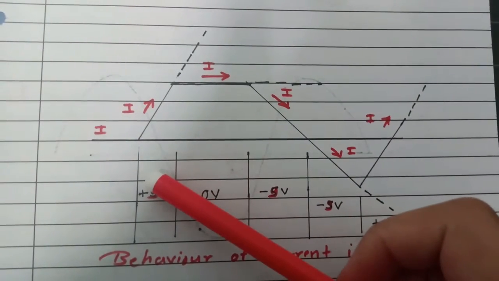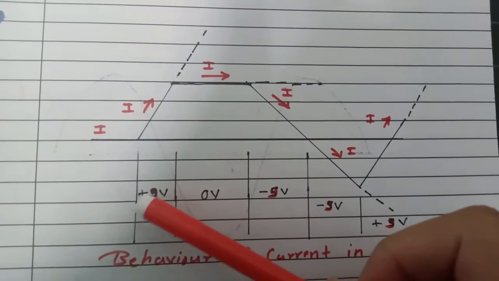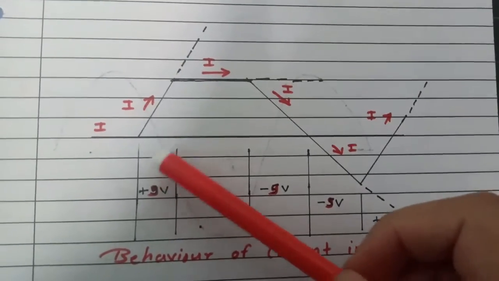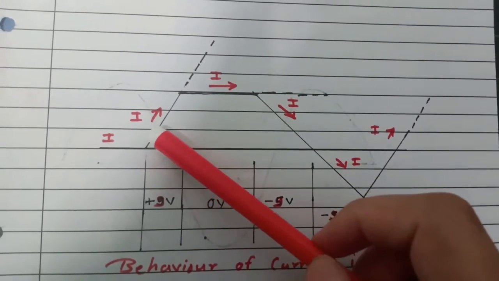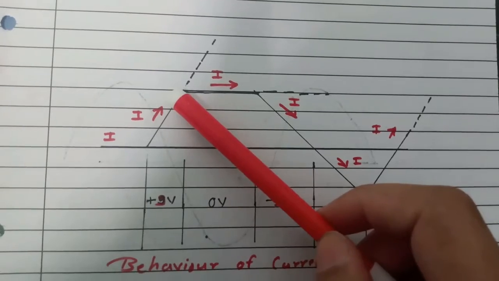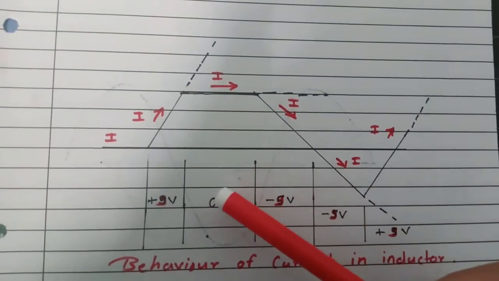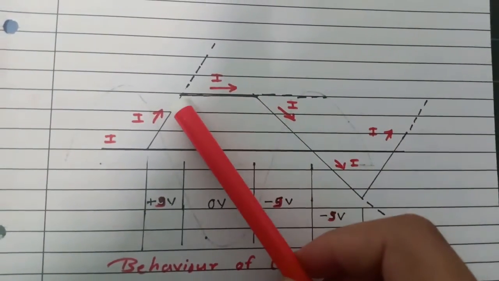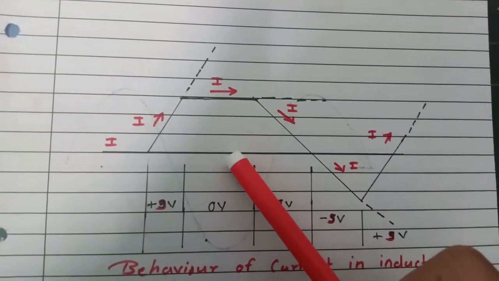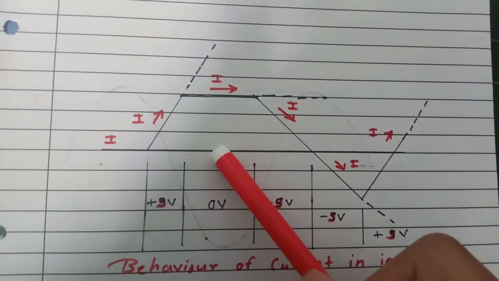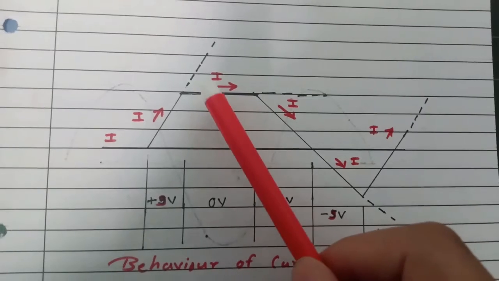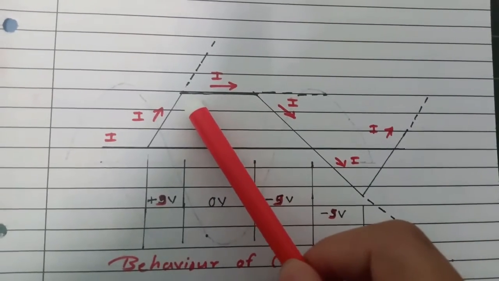Before I give the 9 volt supply, there is no current. After that, the current slowly goes up to its peak value. After I stop the voltage, the current does not suddenly go to its lower value. The current remains constant as before.